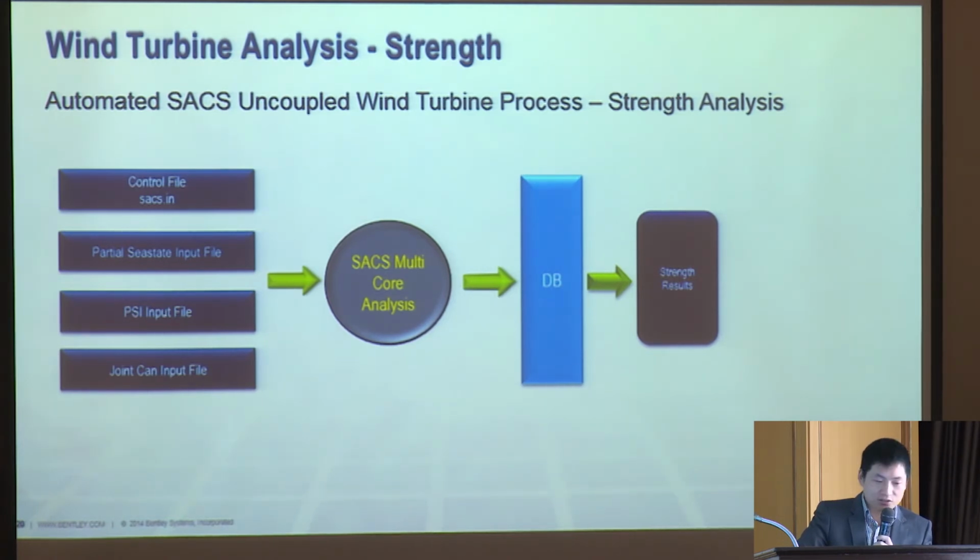And here for strength analysis, we need a partial state input file to define the load combination method, for example, the combination of the dead load and the time history load. So using these two files, we will use the SACS multi-core analysis to solve all the load cases and get the strength results.